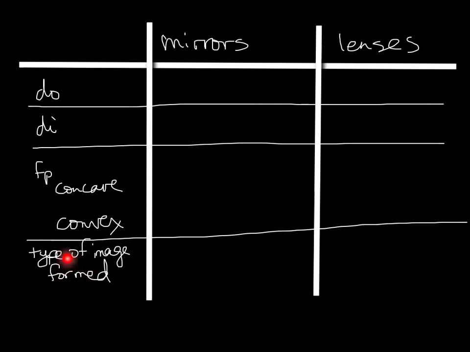You're going to find that for concave and convex, they're going to flip. So what was true for a convex mirror is true for a concave lens. But I want you to go through and do this compare and contrast. And that's it. See how easy that was?